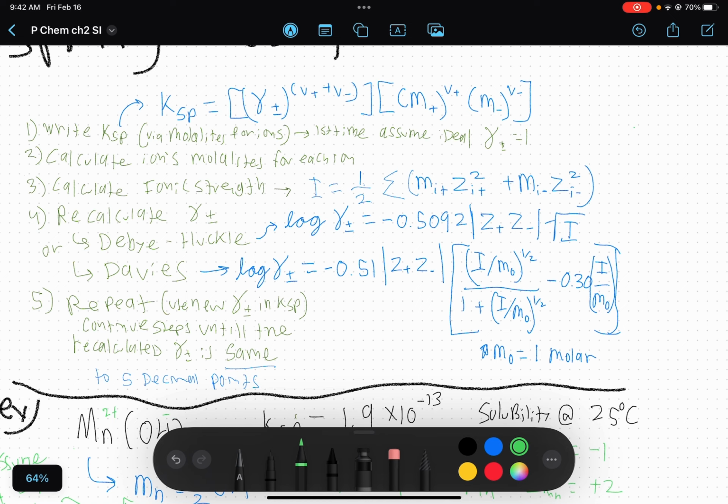And then after you've calculated the ionic strength, you can recalculate the gamma by either the Debye-Huckels or the Davies. If you pick one, you stick with that one until you're done with all your iterations. And your iterations are just repeating by using the gamma that you calculated or recalculated into your KSP, and then recalculating molalities, recalculating ionic strength, and etc. But yeah, I hope that helped.